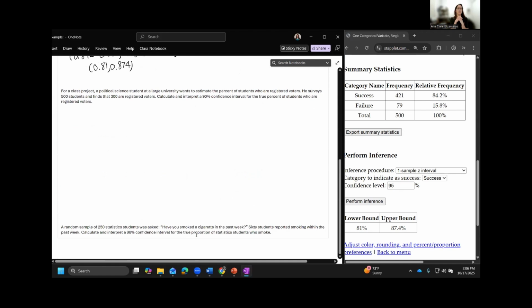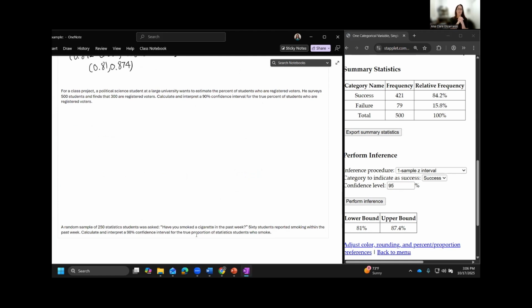For a class project, a political science student at a large university wants to estimate the percentage of students who are registered voters. He surveys 500 students and found that 300 were registered voters. Calculate and interpret a 90% confidence interval for the true proportion of students who are registered voters.